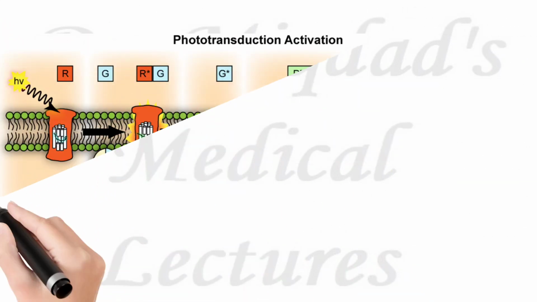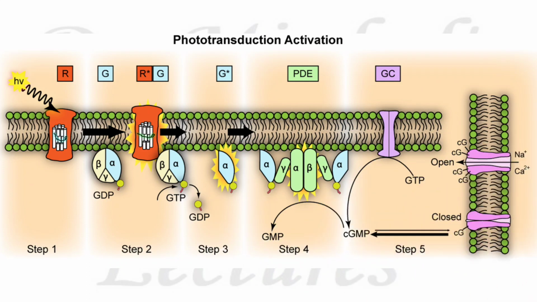Now, the following image depicts different stages of phototransduction which we discussed just now. So you can pause this video here and look at this image. This image is self-explanatory. So let's continue further.